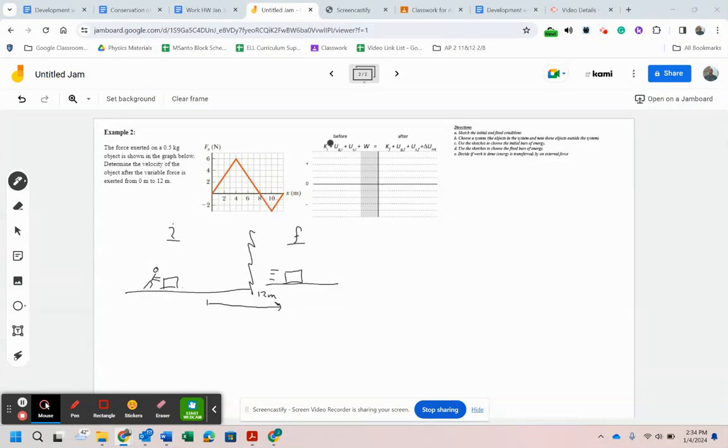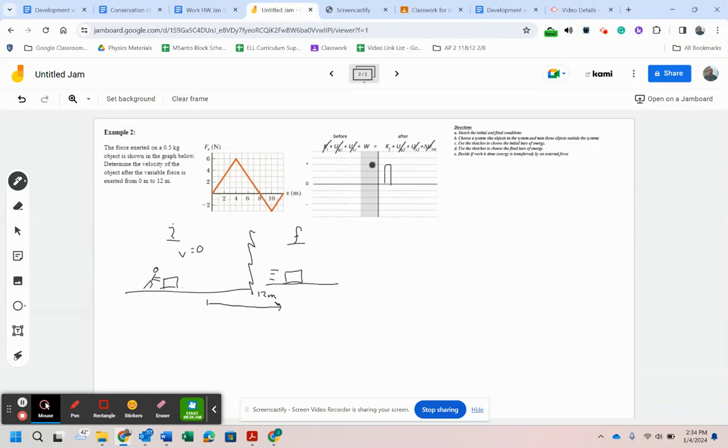All right, and they want to know how fast it's moving. So if we look at this, initially we are assuming that the velocity is 0, so the kinetic energy would be 0. It stays at the same height the whole time, so gravitational potential energy would be 0. Spring potential energy, there is none. At the end, it's moving, so there is kinetic energy. There's no gravitational, it doesn't change height. There's no spring. And internal energy, there's no friction, so we don't have to worry about that.